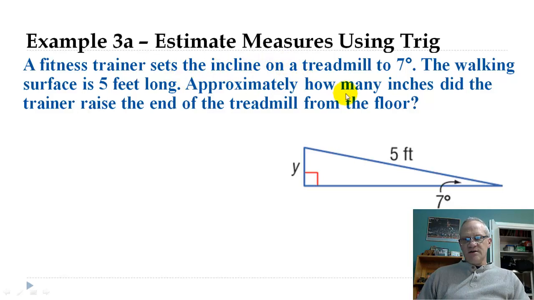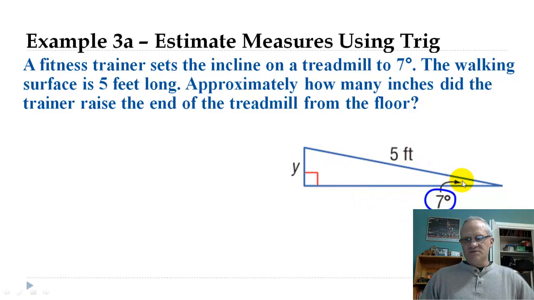A fitness trainer sets the incline on a treadmill to 7 degrees. There's our 7 degrees. The walking surface is 5 feet long. That's up here. How many inches did the trainer raise the end? So that's the y. The angle that we know is the 7, so this is what it's going to be based on. Let's see what all these other sides are based on this degree right here.